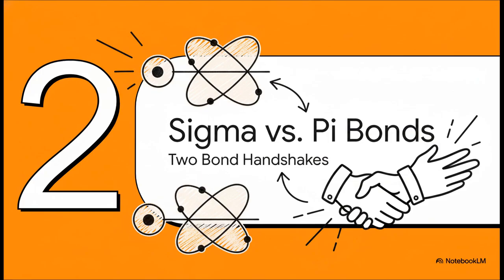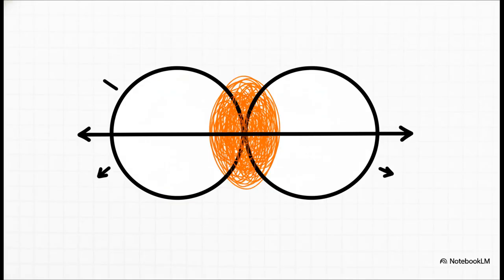Okay, so atoms overlap their orbitals to connect. Got it. But it turns out there are two main ways they can do this. You can think of them as two fundamental types of handshakes that atoms use to form every covalent bond in the universe. First up, we have the sigma bond. This is your classic, direct, head-on handshake. The orbitals overlap right along the imaginary line connecting the two atoms. This is the strongest kind of bond, and it's always the first one to form. In fact, every single bond you see in a molecule is, at its core, a sigma bond.